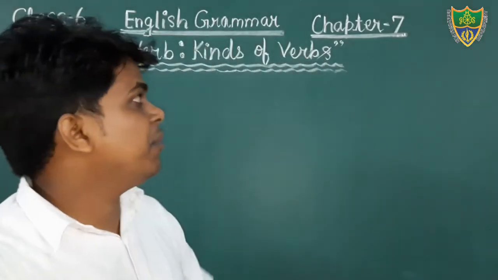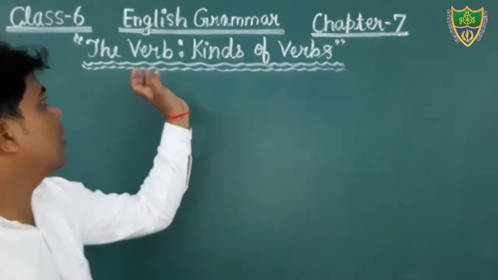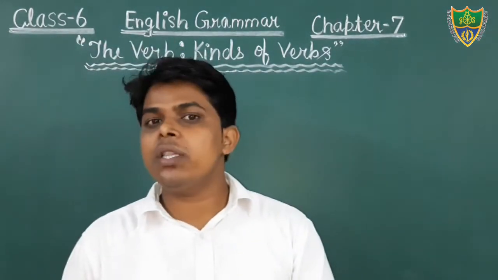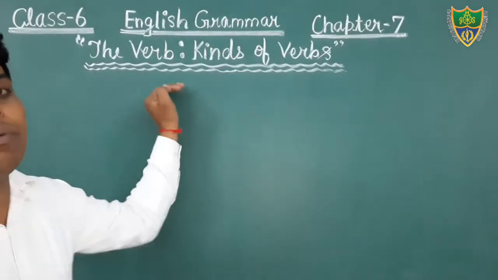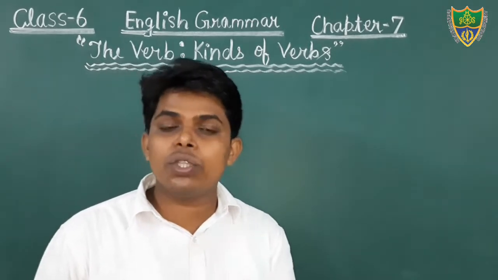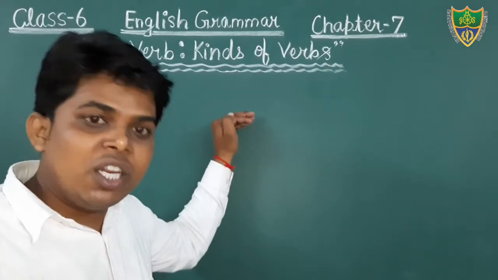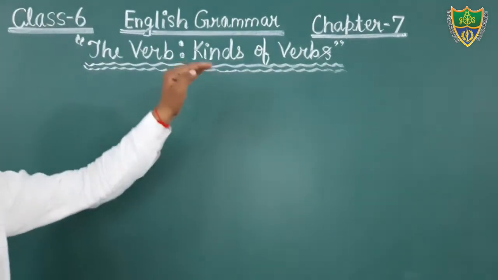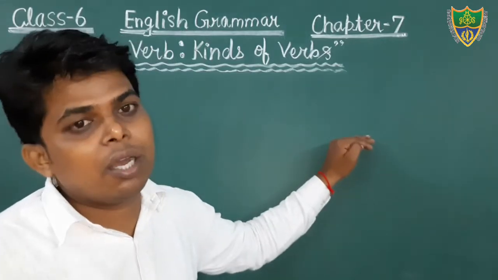Dear students, in the previous classes we were discussing chapter 7 of English grammar. The name of the chapter is the verb, kinds of verb. In this chapter we have already discussed the definition of verb. What is a verb? I have told you that a verb is a word that denotes the action, possession, relation or state of being.